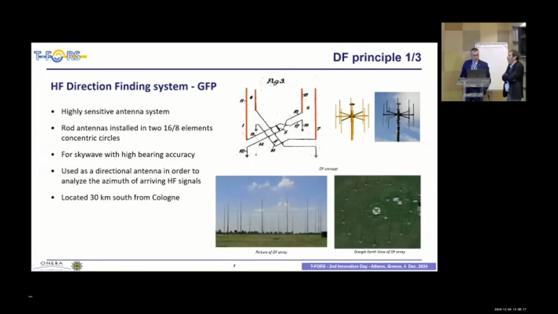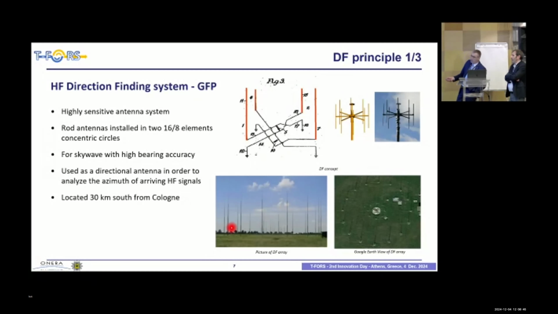Now, we use in Swisttal, a small village 25 kilometers west of Cologne, a highly sensitive antenna system. It is produced by the firm Plath, I think in the last century, and it is a circular antenna installation. You can see it in the picture here.